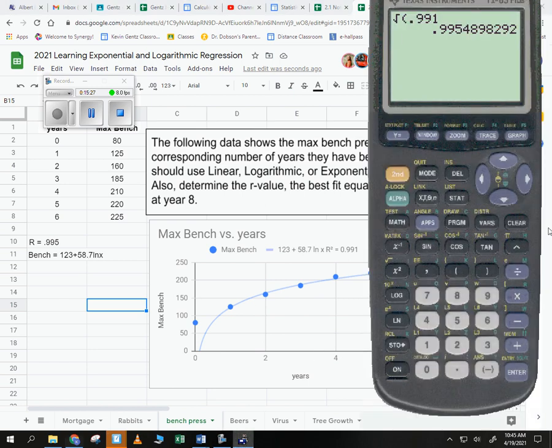On our calculator, we can simply type that in. 123 plus 58.7, and then you can see natural log is right where your E button was. Natural log, and we type in 8. And we had 245 pounds.